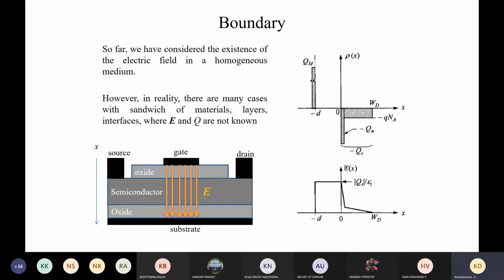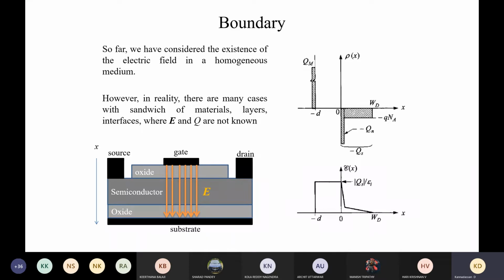But when these two things are not at all available, is there any third possible way to acquire this electric field or charge? And of course, we have the solution, and that is often referred to as boundary value problems. And this is actually a very, very practical one.